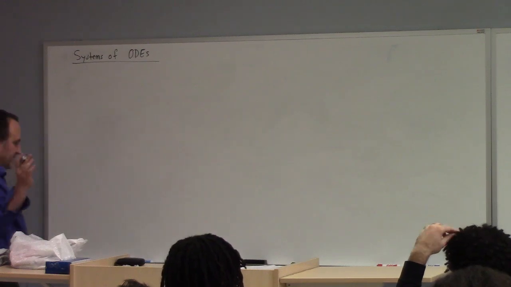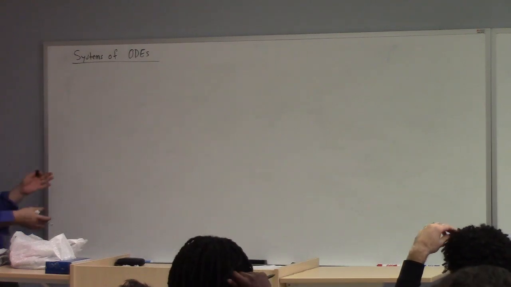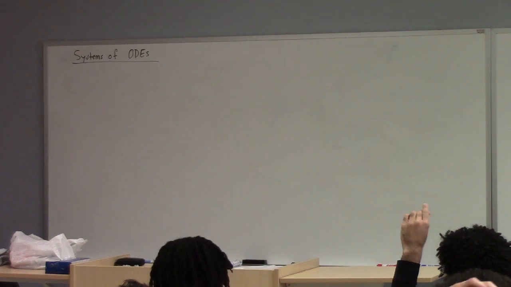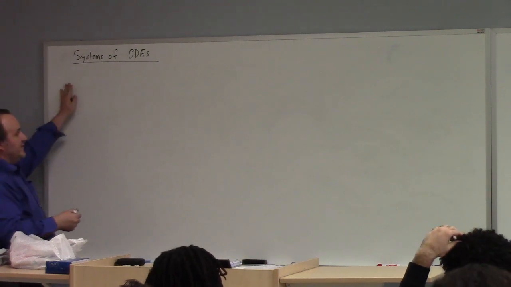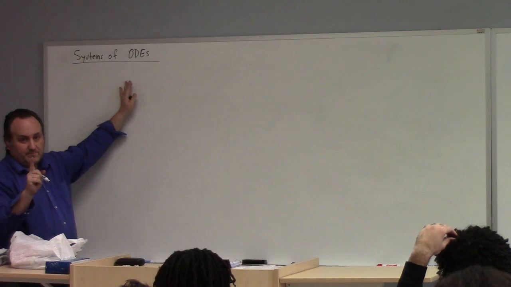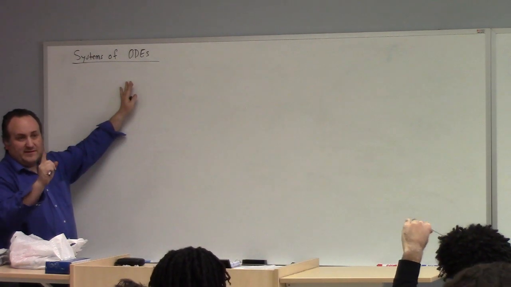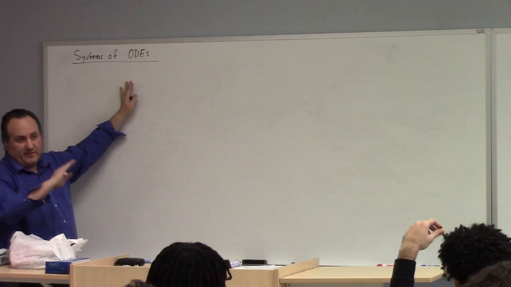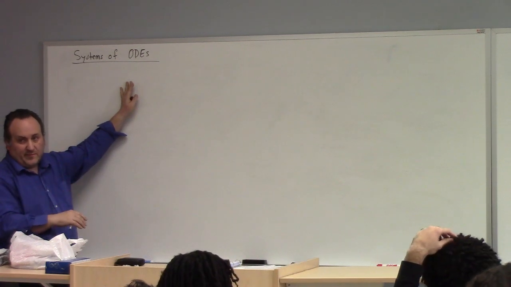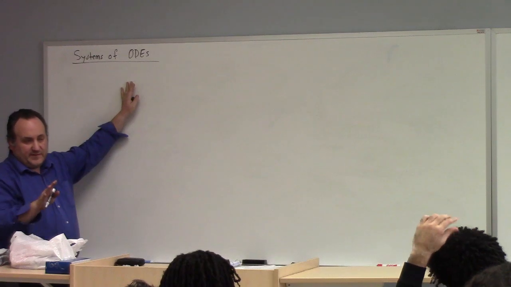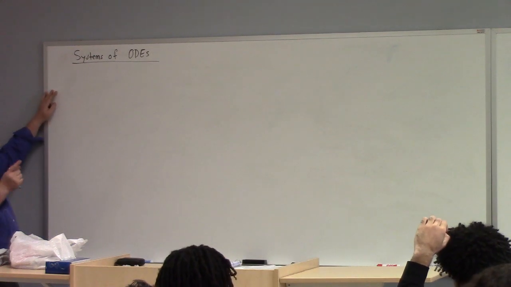Other than that, we have been exclusively in the land of ODEs, ordinary differential equations. But here's the thing. Up till now, we've only had one dependent variable. You might use different letters for it, but there's been one dependent variable and its derivatives with respect to one independent variable. A system of differential equations, we can have more than one dependent variable.